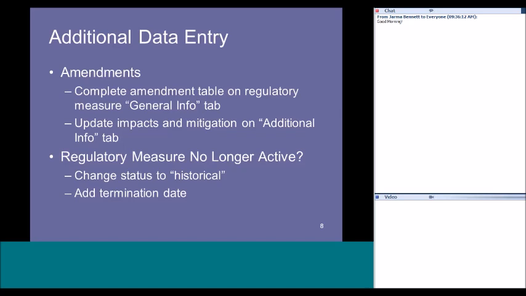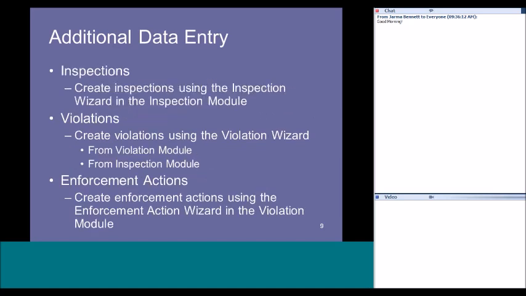The next one is, what if your regulatory measure is no longer active? Again, you go back to the base regulatory measure like the one we just created, change the status to historical and add a termination date. That flags it as saying we're no longer actively regulating this site or this project.